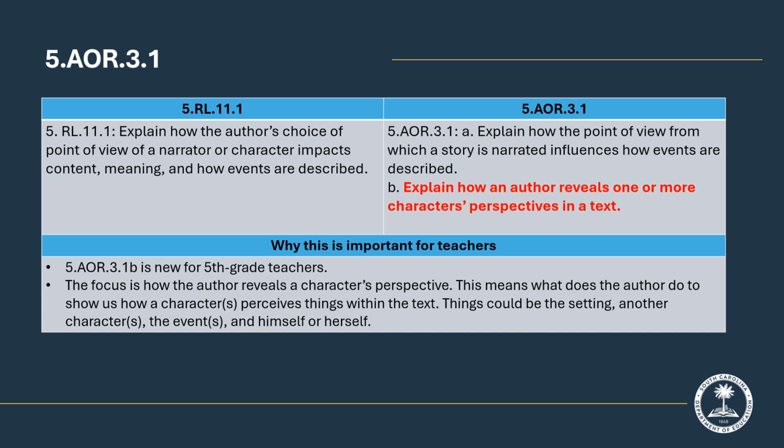On this slide, what is in red is new to the 5th grade indicator, which means it is new to the teacher as well. Again, the focus is on what the author does to show us how a character perceives things within a text. Things could be setting, another character, the events, and himself or herself. This correlates with the expectations of 5th grade AOR 1.1.